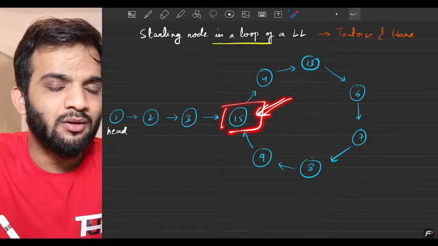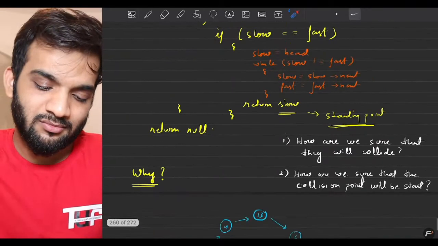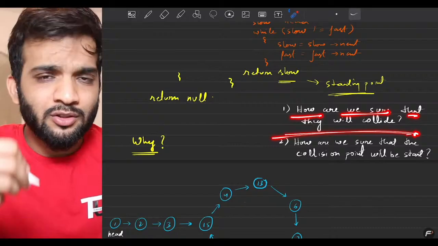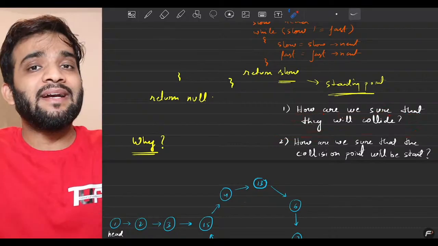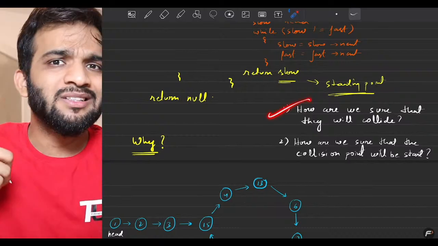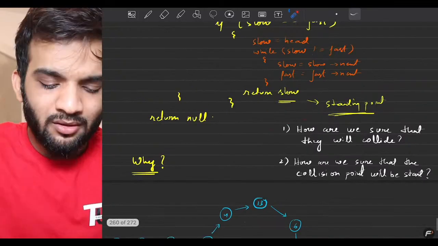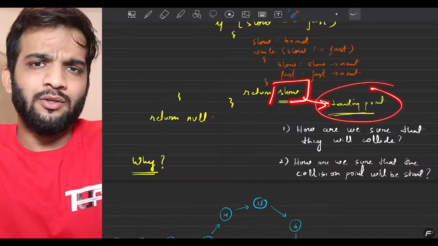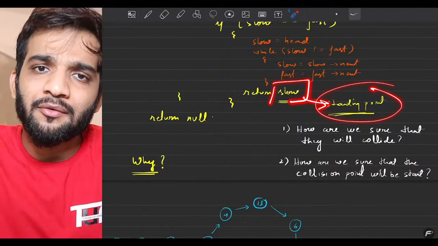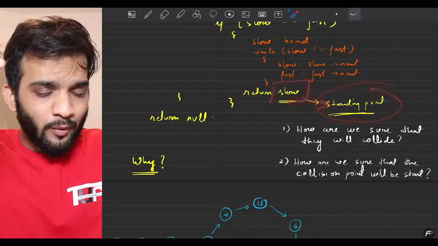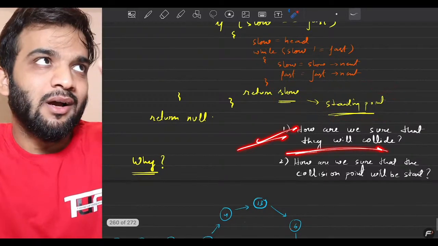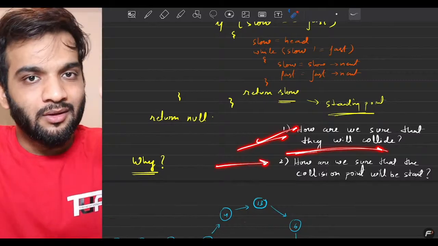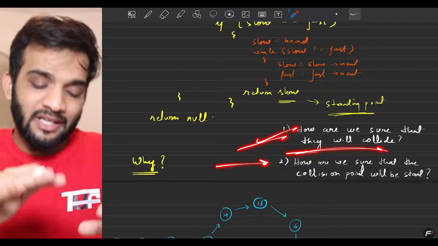So the first question is, how are we so sure that they will collide? What if they don't collide? They might not collide, right? The second question: even if they collide, how are you so sure that that's the starting point? It might not be the starting point, right? So two questions: how do you prove that they will collide, and second, that the collision point is the starting point. So let's try to prove it.